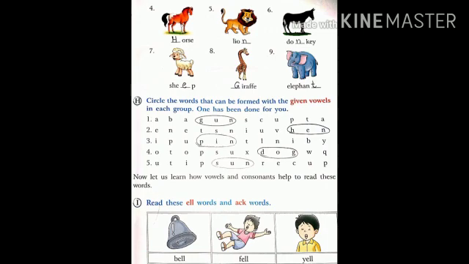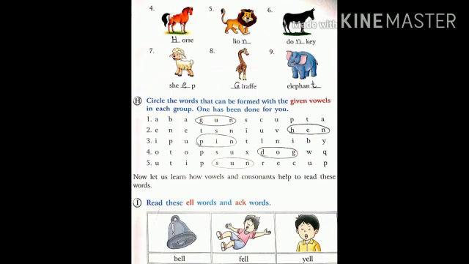In number 2, HEN, hen. It has been circled. Children, in the spelling of hen, here E is the vowel. Number 3, PIN, pin. Here I is the vowel. Number 4, DOG, dog. Here O is the vowel. Number 5, SUN, sun. Here U is the vowel.